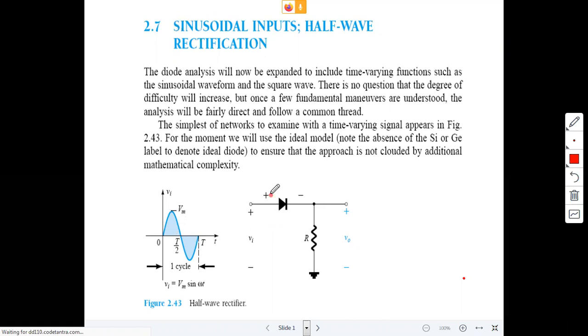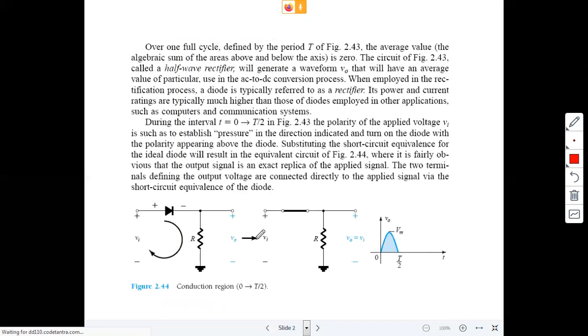During the positive cycle, diode D is on, short circuit, V0 is equal to positive. The same output follows the input during the entire positive cycle. During the negative cycle, T by 2 to T, the diode acts as an open circuit and output is equal to 0. So this is the simple operation of the half-wave rectifier circuit.